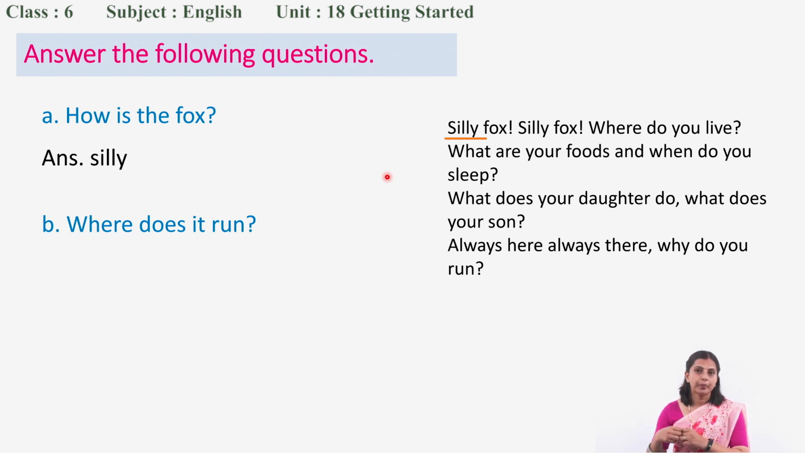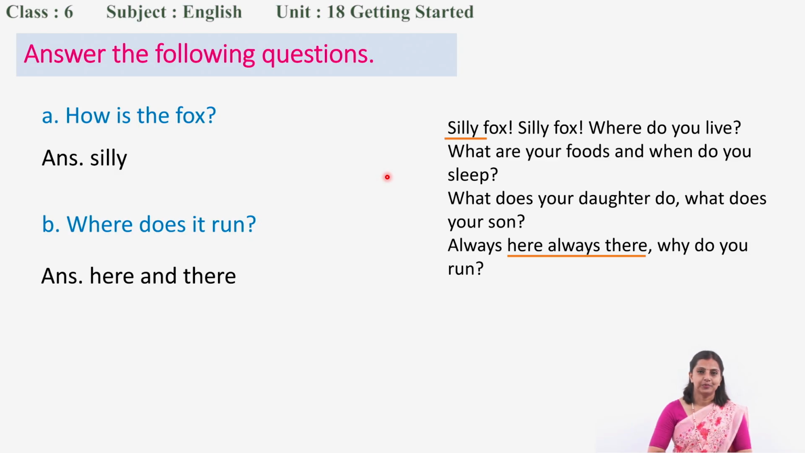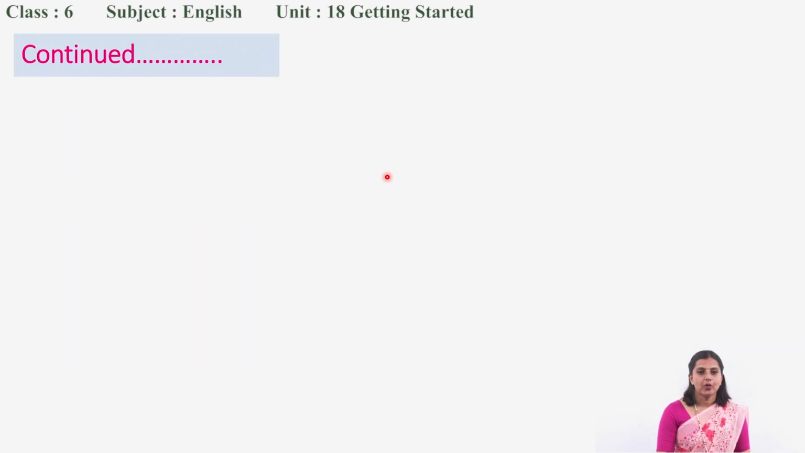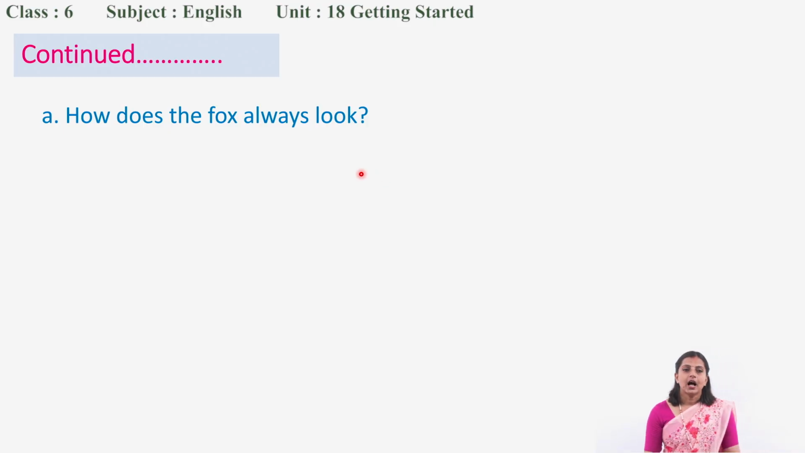Where does it run? In the home, towards the home, yeah, towards the village. Where does it run? Great, yes. Here, there. Okay, there is no fixed place. It runs here and there. All right, the next question is, how does the fox always look?